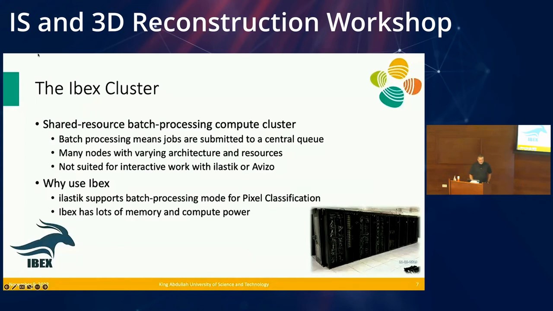So why do we care to use Ilastik? Mainly because it supports this batch processing mode for pixel classification. We can break up these thousands of images into many different jobs and run them concurrently. And finally, IBEX just has tons of compute power and memory.